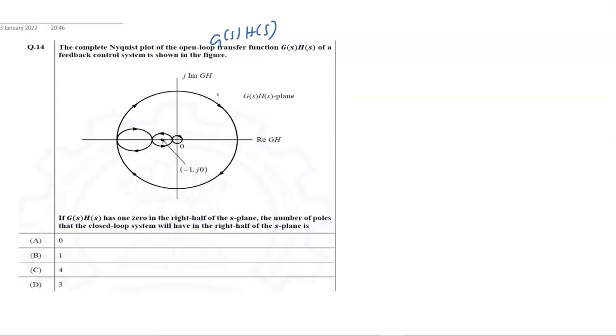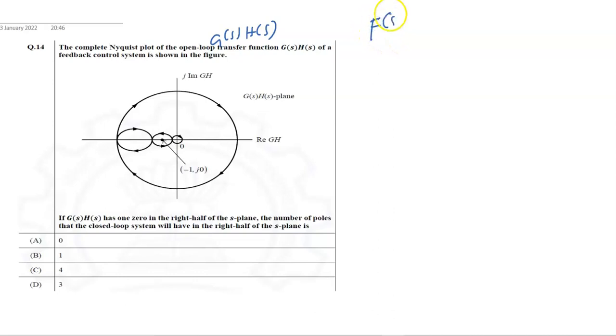Here we need to pinpoint two concepts. One is the encirclement property, another one is the Nyquist stability criterion. The encirclement property will give the number of poles of G(s)H(s) in the right half S plane. Then the Nyquist stability criterion will give the number of poles of the closed loop transfer function in the right half S plane. So to begin with this question, I will cover some of the basics of the encirclement property.